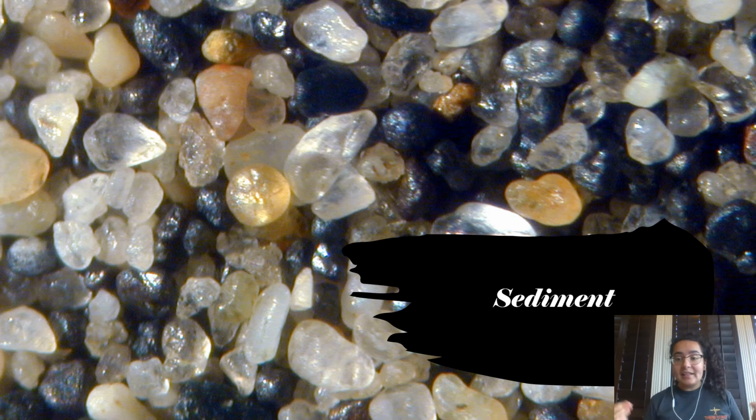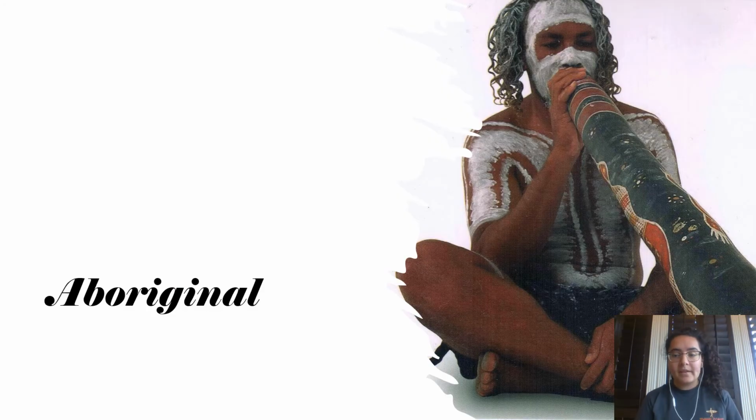Sediment. Sediment is any type of material that gets washed up in water, the wind, glaciers, and it all gets mixed together. It's a deposit. And an aboriginal. This is a person who is from a region or land since the very beginning of that land. So this is an Australian Aborigine.